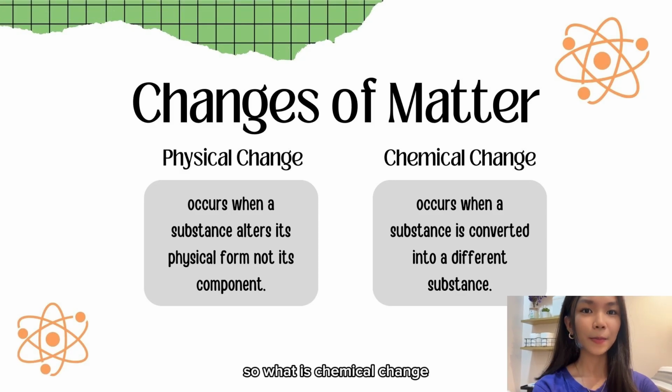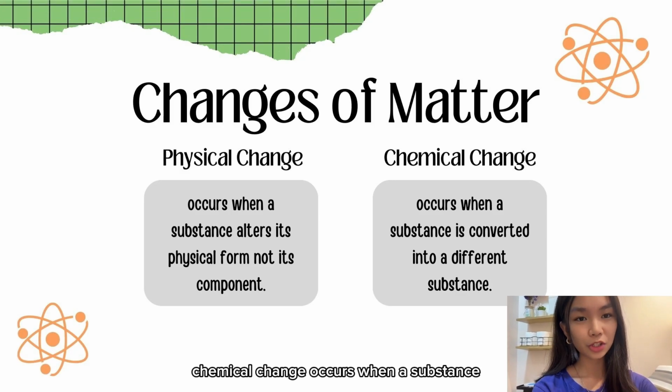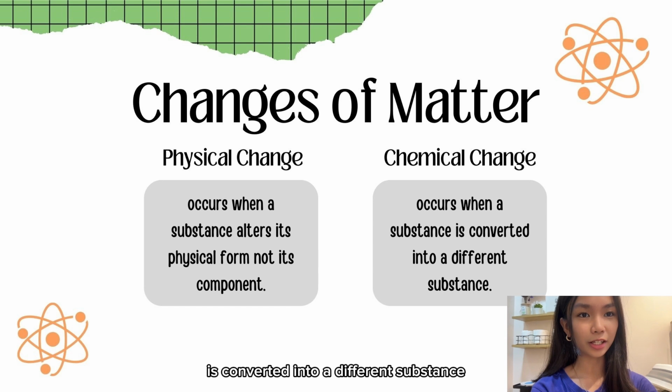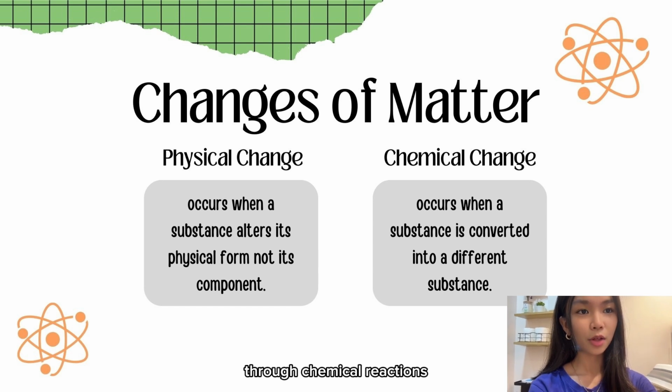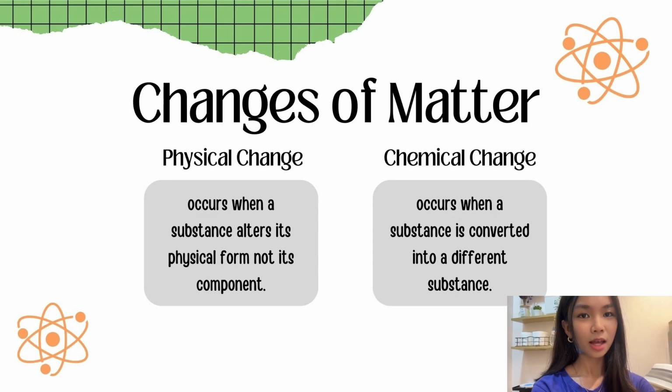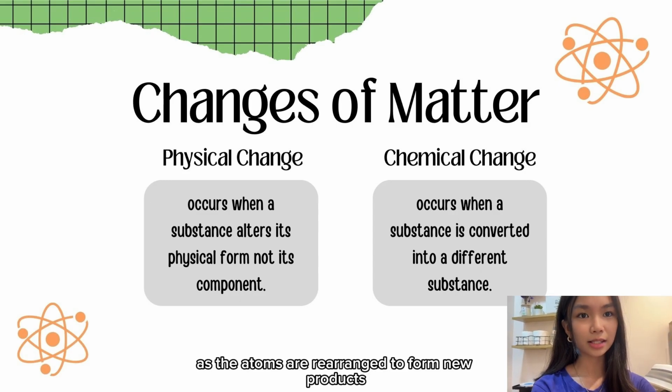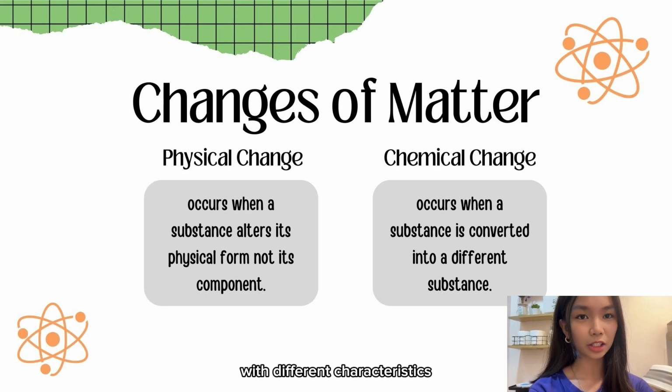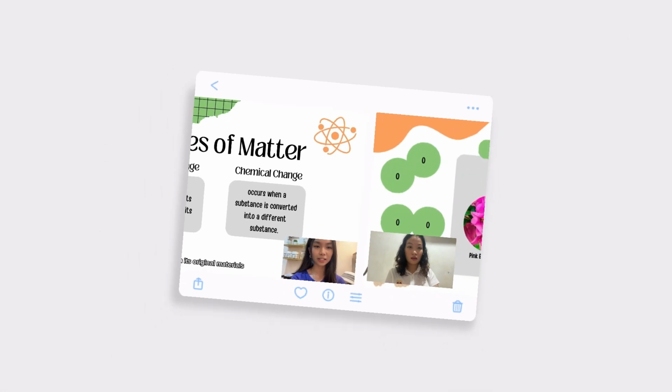So what is chemical change? Chemical change occurs when a substance is converted into a different substance through chemical reactions, breaking and forming chemical bonds. This change is irreversible as the atoms are rearranged to form new products with different characteristics from the original materials.